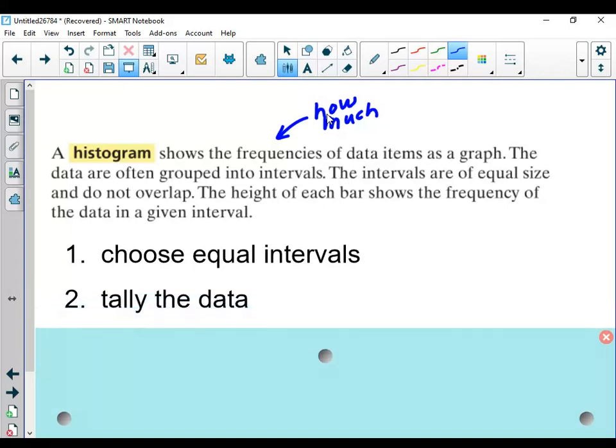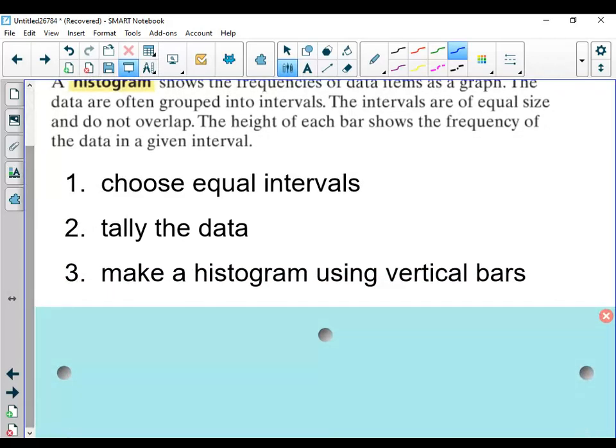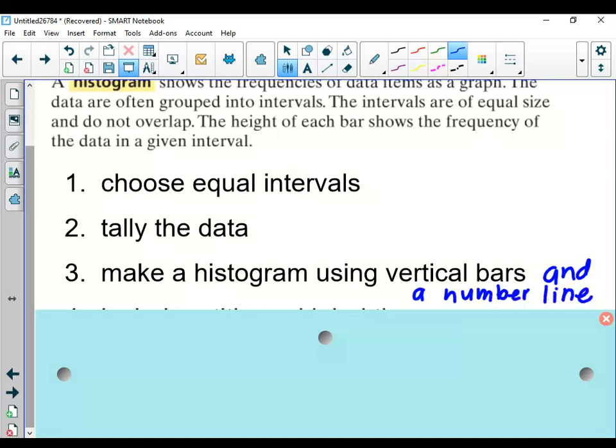Step 2, tally the data. Step 3, make a histogram using vertical bars and a number line. There's just 4.